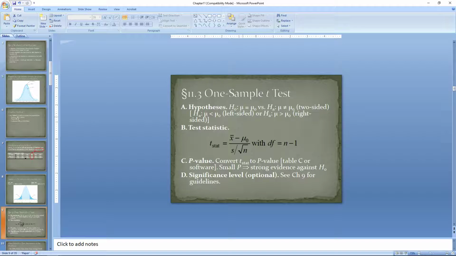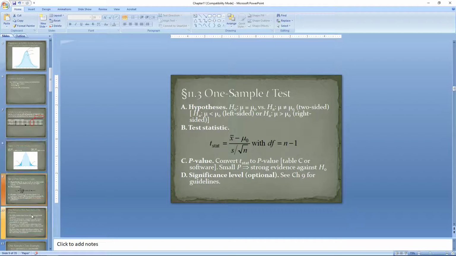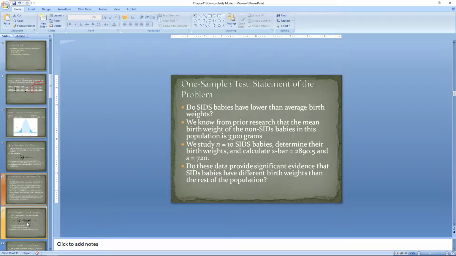Our significance level is optional. I have included it in some stuff, especially in the data set. So if you're still unfamiliar, make sure you see Chapter 9 for guidelines on that. So we're going to run through a sample or a quick question, and then that'll be the end of the first video, and I'll get the next video going.